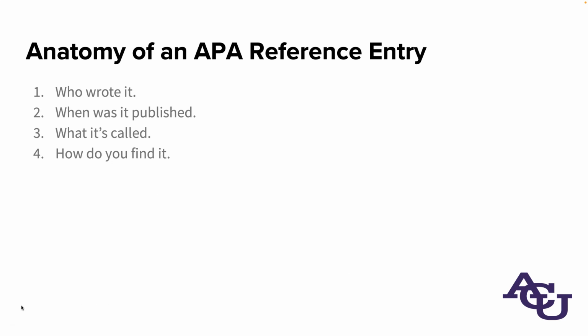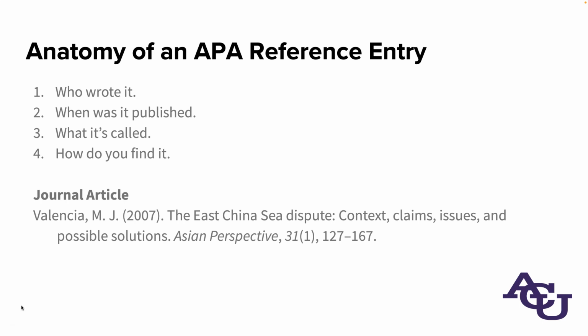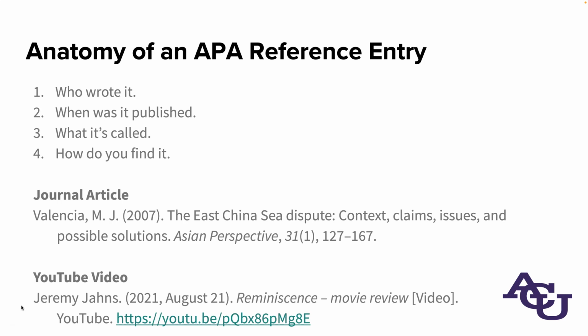Now, if it's a journal article, same basic idea, but the how do you find it includes the journal title, that's Asian Perspective, the volume number, that's 31, the issue number, if there's one, that's 1, and in this case, the page range, 127 to 167. Now, some more contemporary journal publications may not give a page range because it's an electronic-only publication, so they might have an article number in place of the page range. But that's still answering the question, how do you find it?